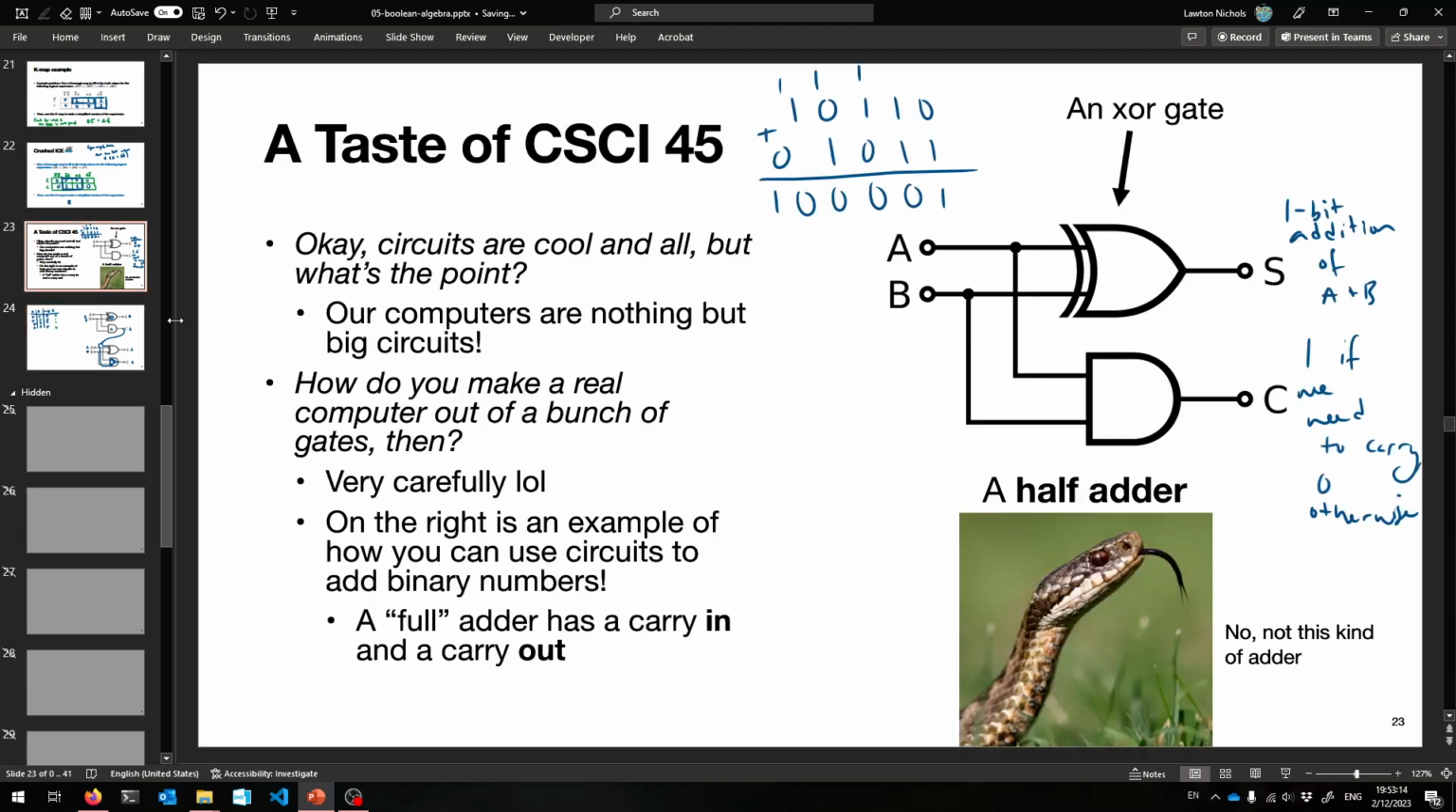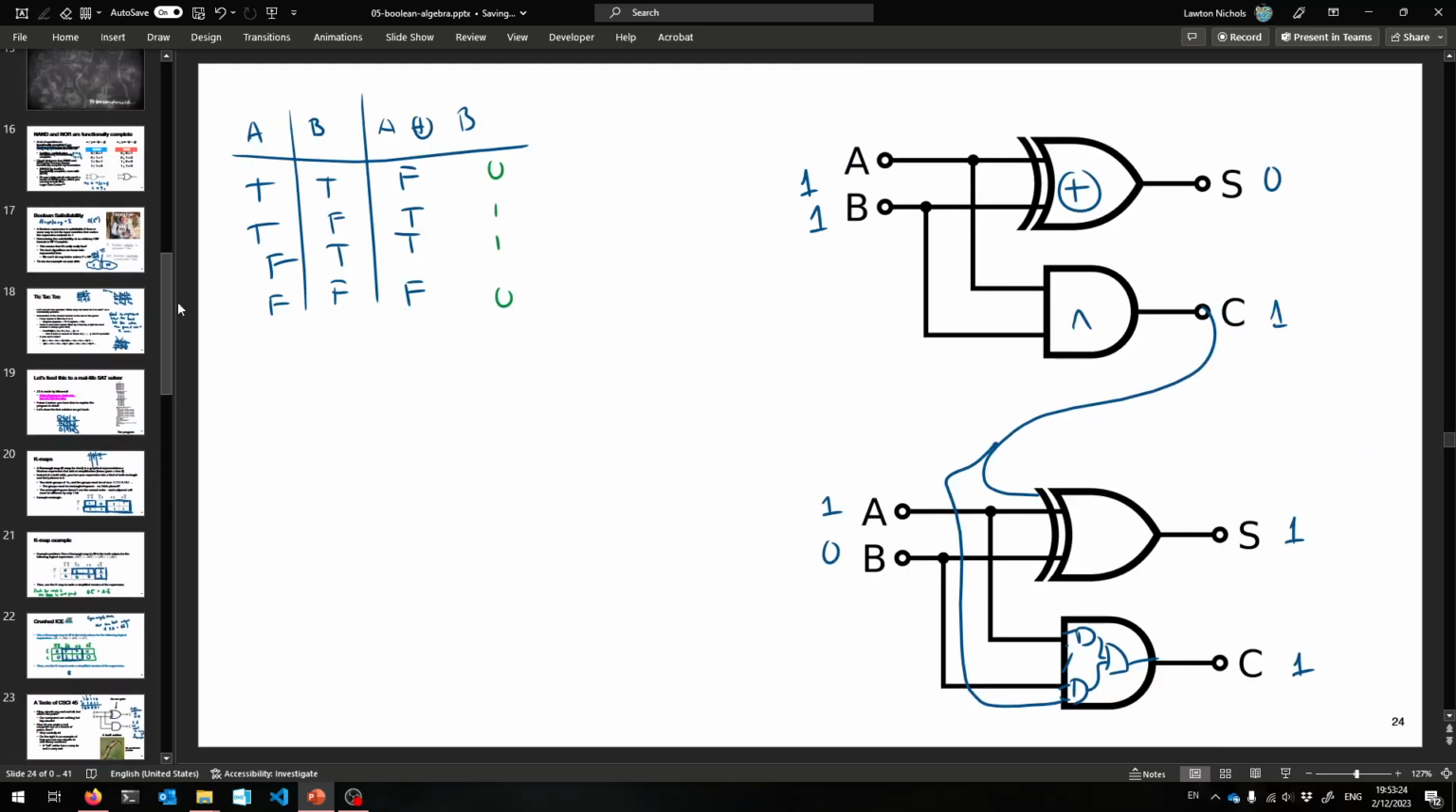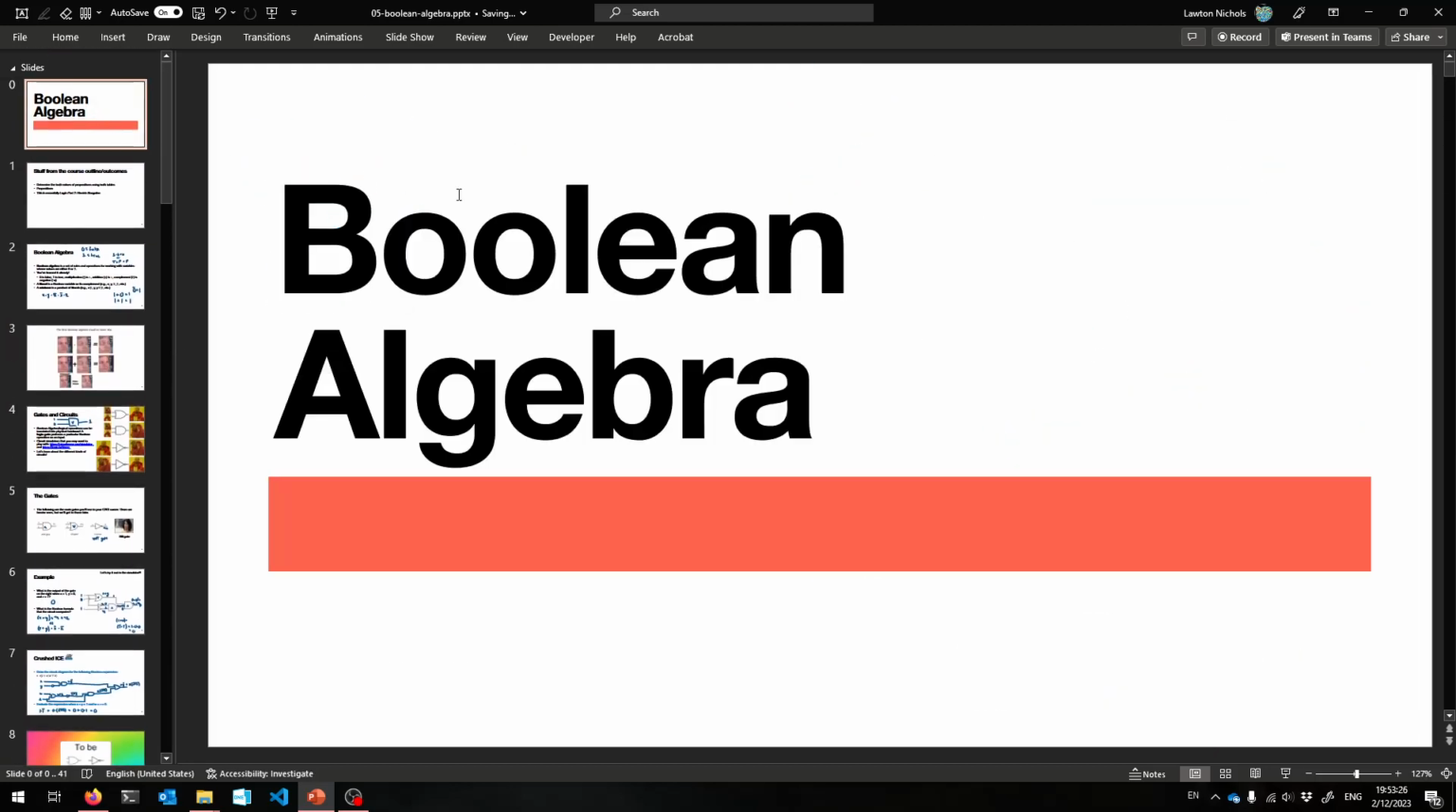Okay, so that's a taste of CSCI 45. Look forward to that and this kind of low-level stuff if you're interested. That is the class for it. So yeah, that is Boolean expressions and Boolean algebra in a nutshell. It's just logic all over again, isn't it?